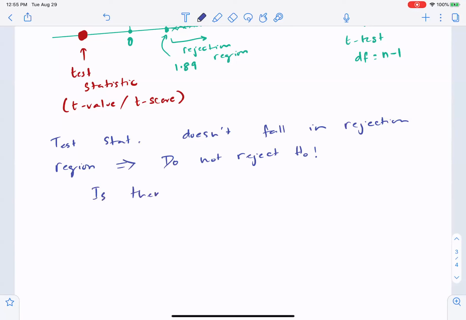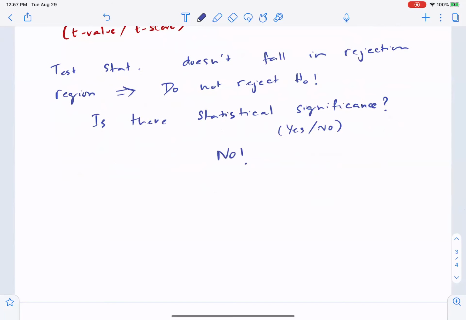Is there statistical significance? Yes or no? In order to conclude that there is statistical significance, one must reject the null. If you don't reject the null, there is no statistical significance.